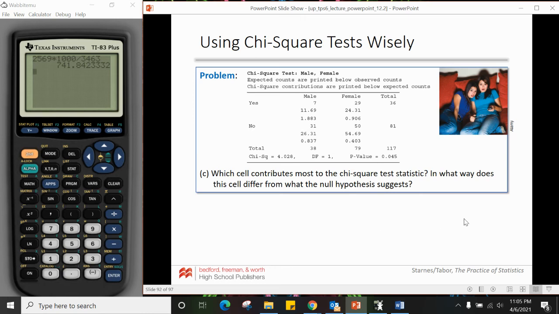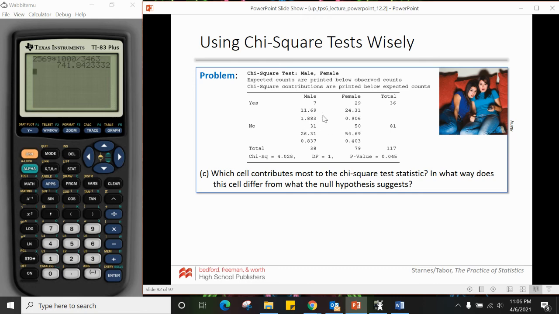So what cell contributes the most to the chi-square test statistic? In what way does the cell differ from what the null hypothesis suggests? So this is where you're going to really want to examine the Minitab output. You know you're doing a chi-square test for independence, okay? And so that means that you have a two-way table. So you're going to have row totals and column totals, which we do here. So I'm looking at this inner part. It says chi-squared test male versus female. Expected counts are printed below observed counts. So that's observed, expected, observed, expected, observed, expected, observed, expected.